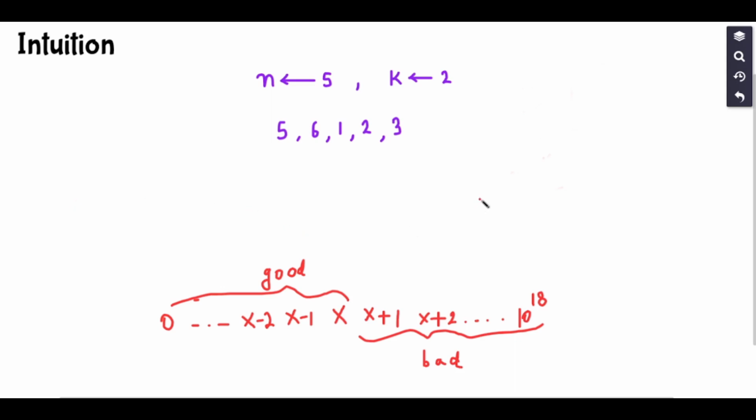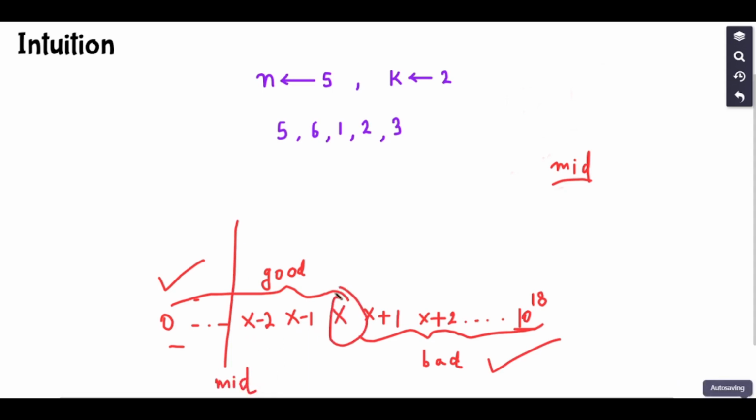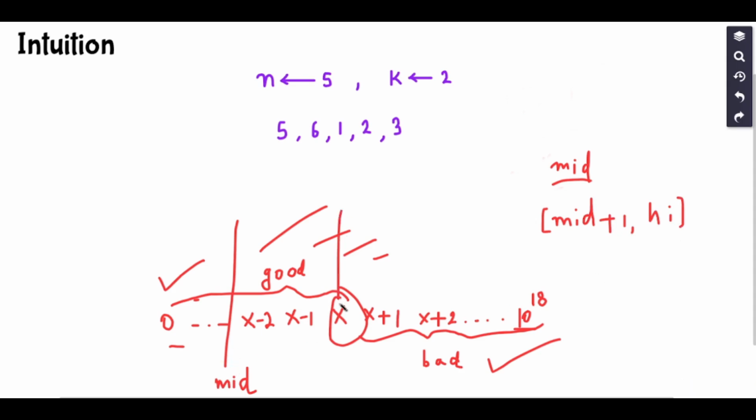So it's similar to finding the last true element, which we discussed in the very first video of the playlist. We perform the binary search over this range from 0 to 10 raised to the power 18. We find the mid element. We check if this mid lies on the good side or on the bad side. If it lies on the good side, let's say mid lies here, then the answer, which is this x, lies on the right hand side. So the search space will be reduced to mid plus 1 to high, while this mid, which I have guessed here, can also be the potential answer, because maybe the mid is on this integer x.